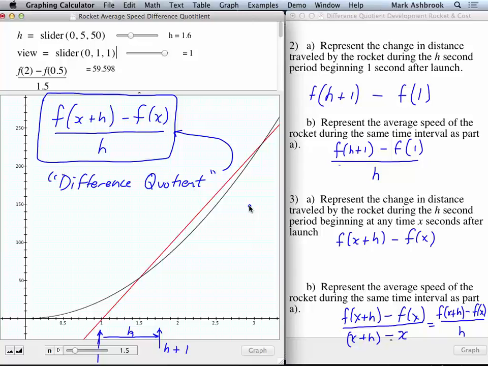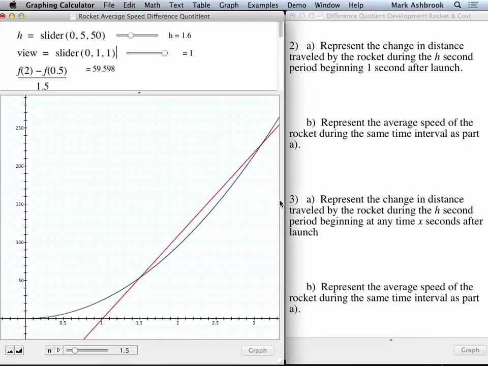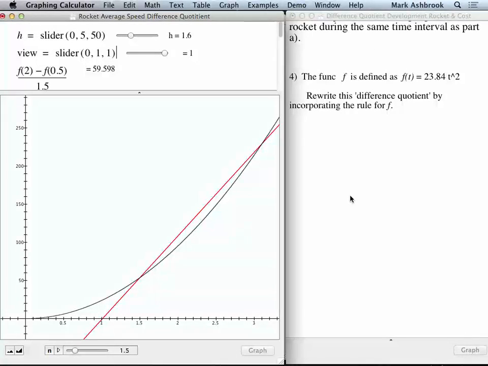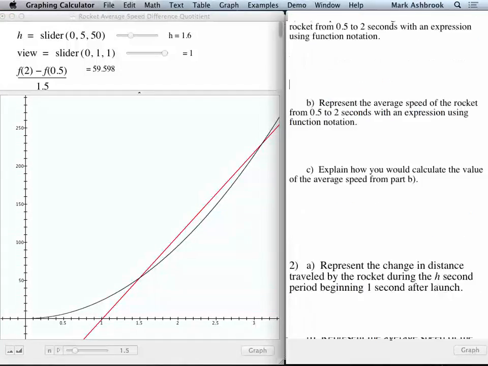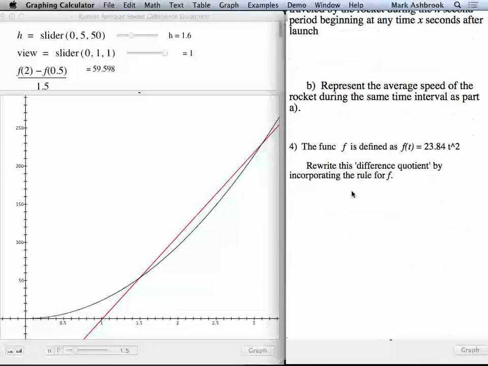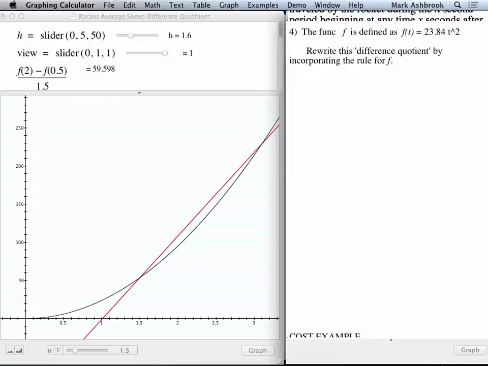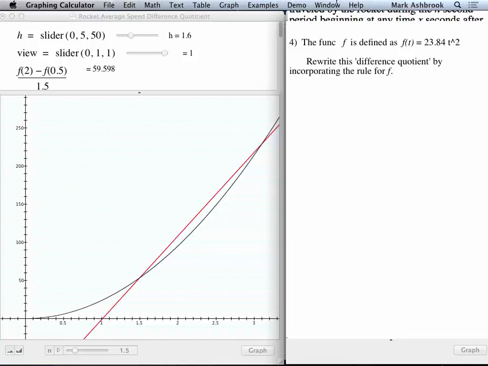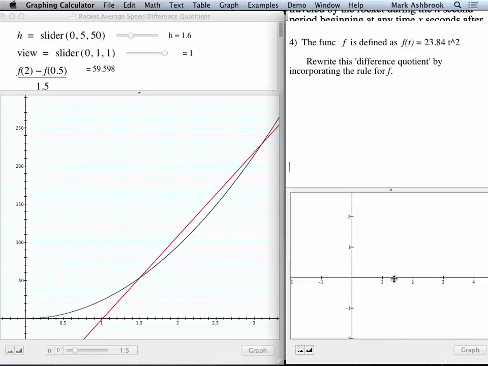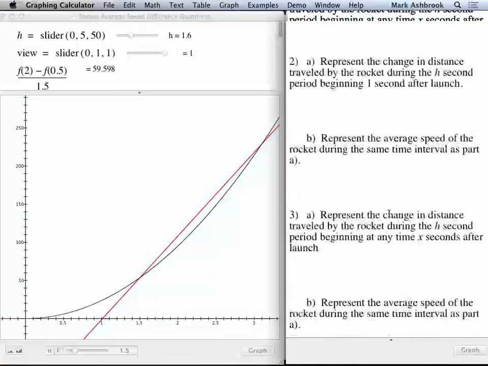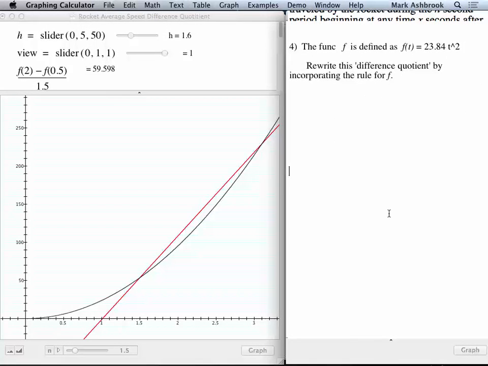Okay, any questions? All right, so now I'm going to give you the function. Okay, just leave it like that. All right. So I'm going to give you this function. f of t is 23.84 t squared.